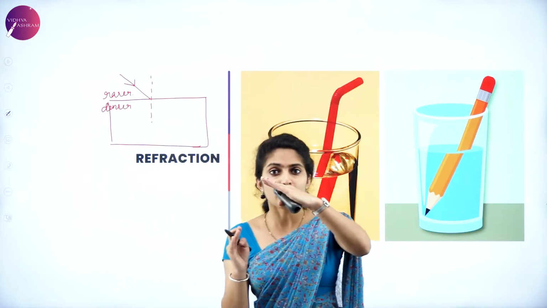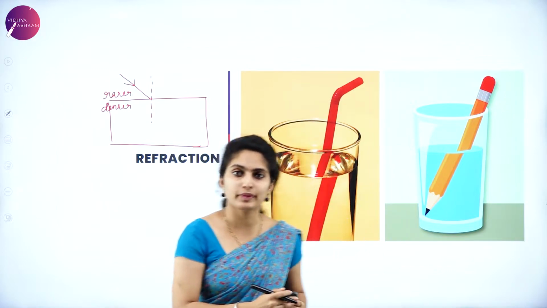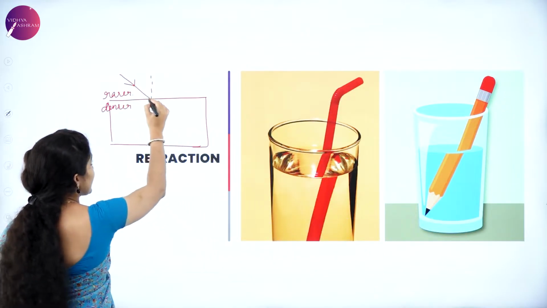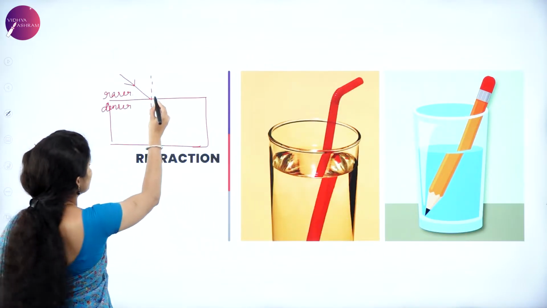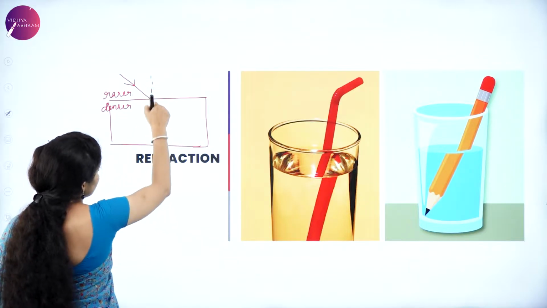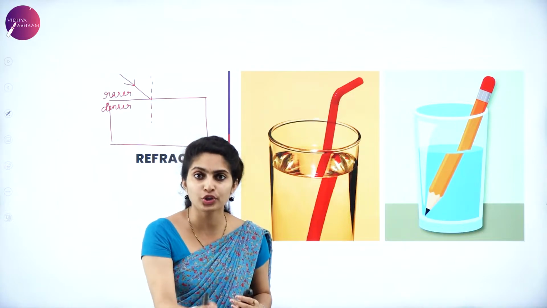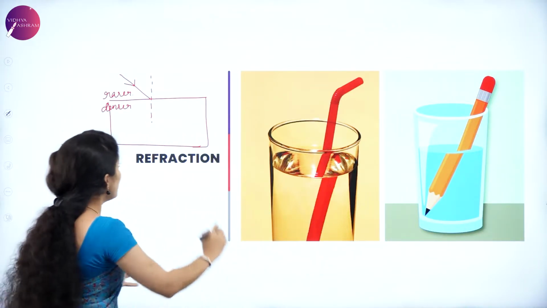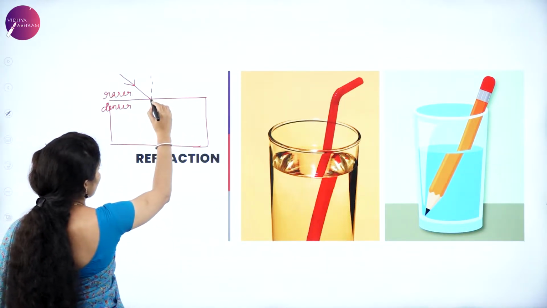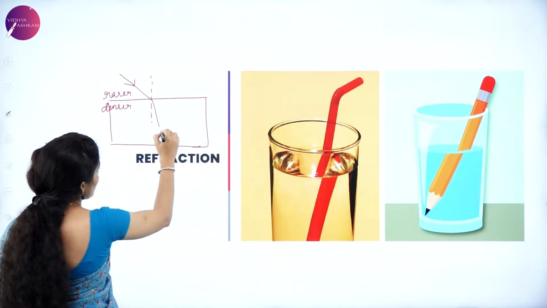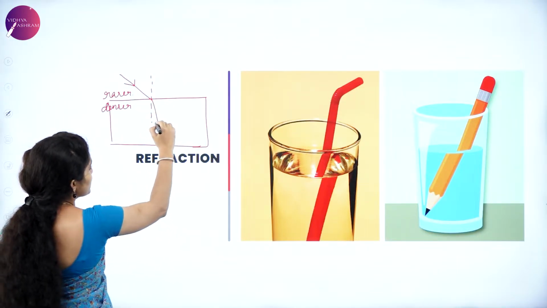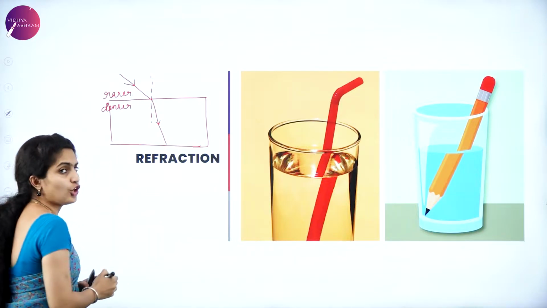So the ray bends towards the normal. When the light is incident on the surface over here, that is the interface, this is the normal, the imaginary perpendicular line which is drawn to the surface. So when the ray of light is incoming, it just bends towards your normal. So this is towards the normal.